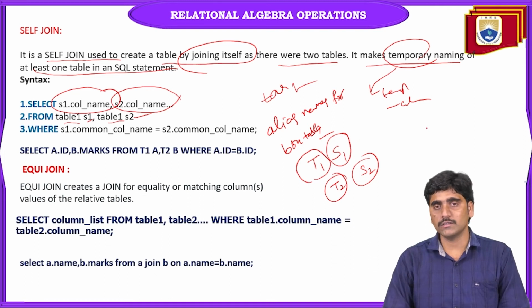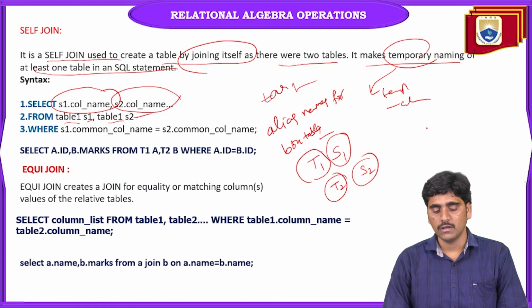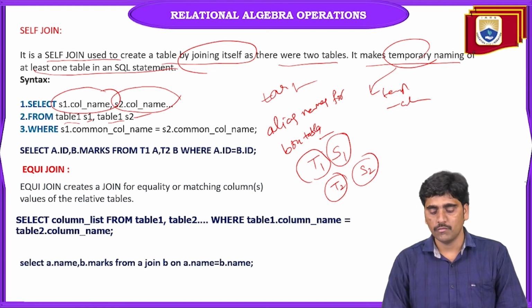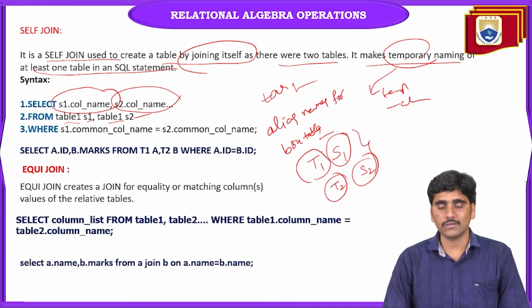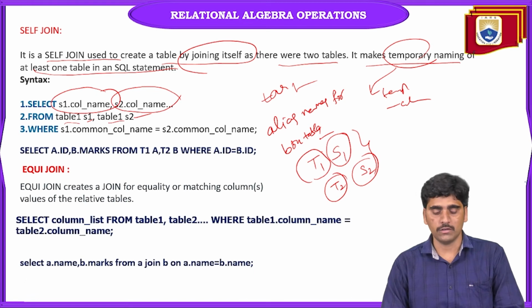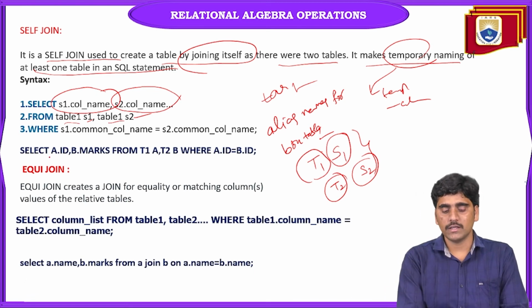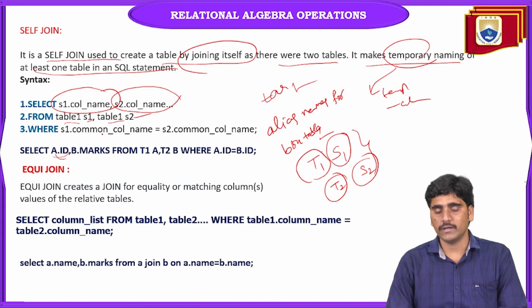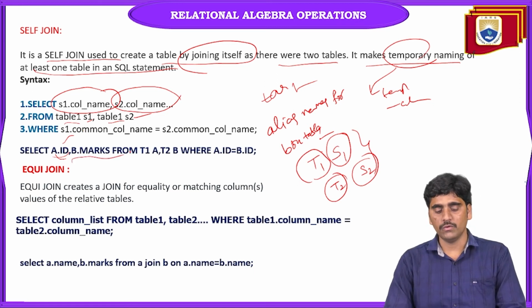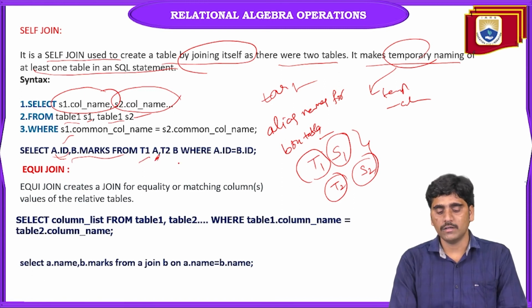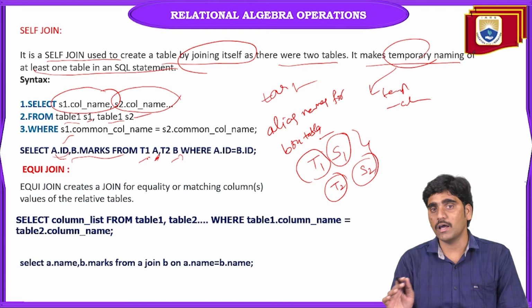Now these two aliases are used like tables, displaying some values, and these two are joined together. That is called a self join. Look at the syntax here: select a.id, where a is from table 1 and id is column 1, and b.marks, which is column 2 of table 2, from t1 a, where a is the alias name, and t2 b, where b is the alias name.